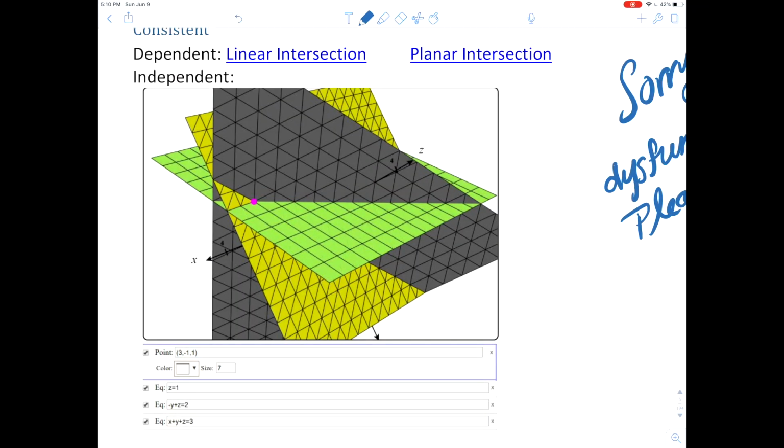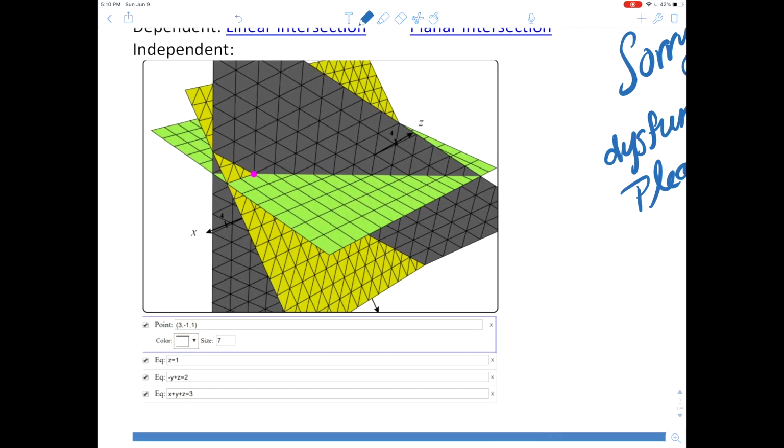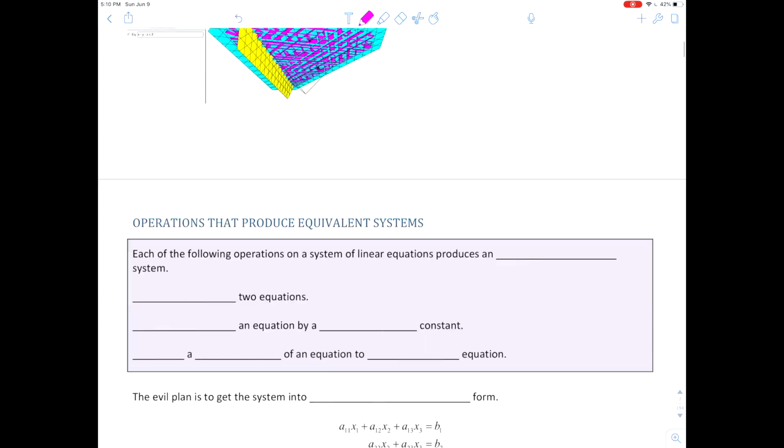So this equation here is an example of 3 planes that intersect in exactly 1 ordered triple. I don't know if you can see it very well here, but right here, this is actually the ordered triple 3, -1, 1. Okay, and that's what that would look like, where you'd have just a single ordered triple result.